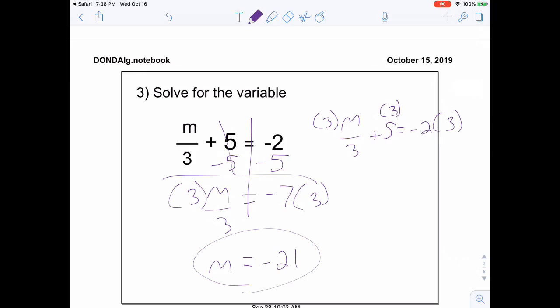If here on the right hand side I did multiply by 3, that would cancel this out, leaving me with m plus 15 equals negative 6, and I would subtract 15 from both sides. M equals negative 21. Okay, same answer for both. However, I just multiplied everything by 3 on the right hand side.